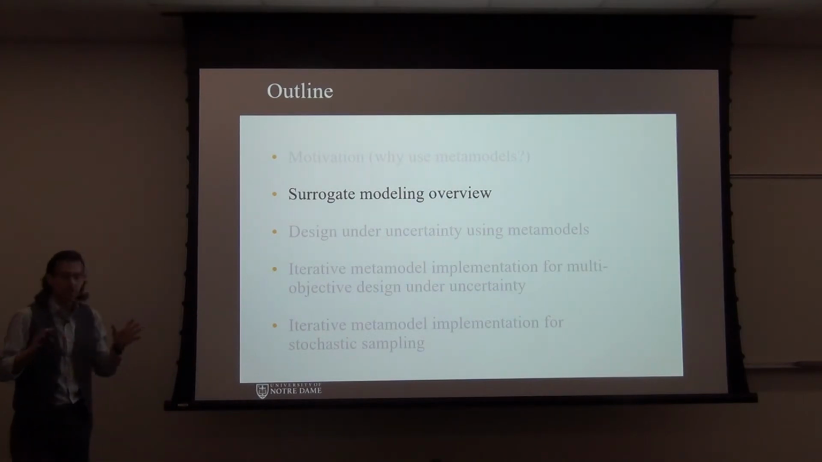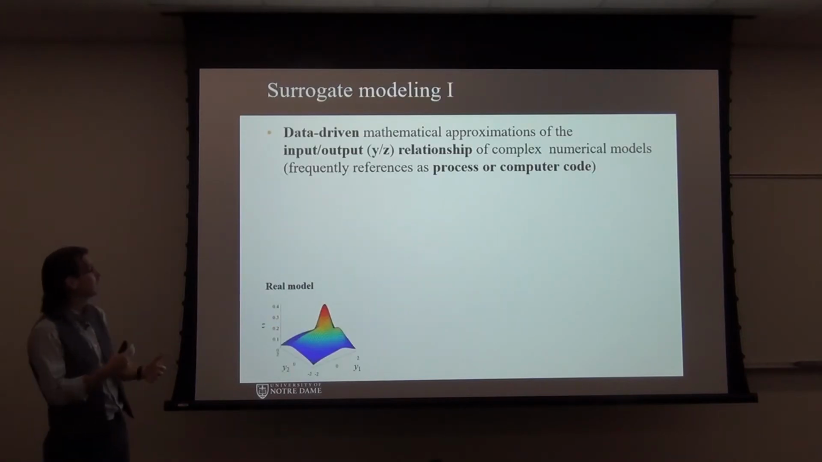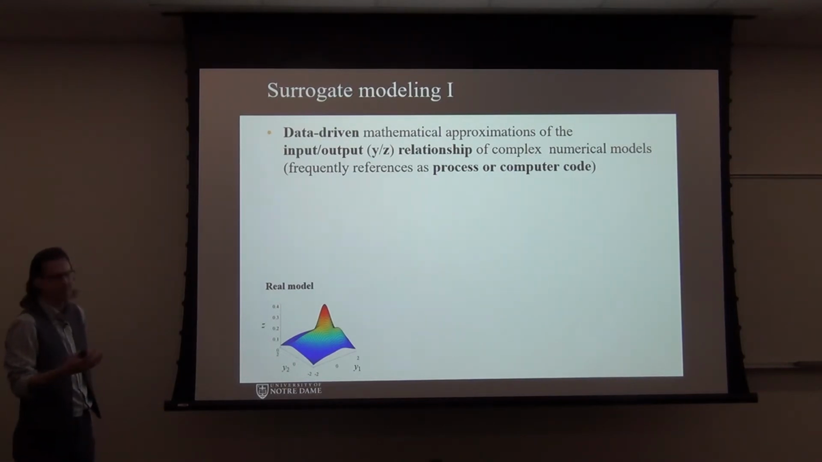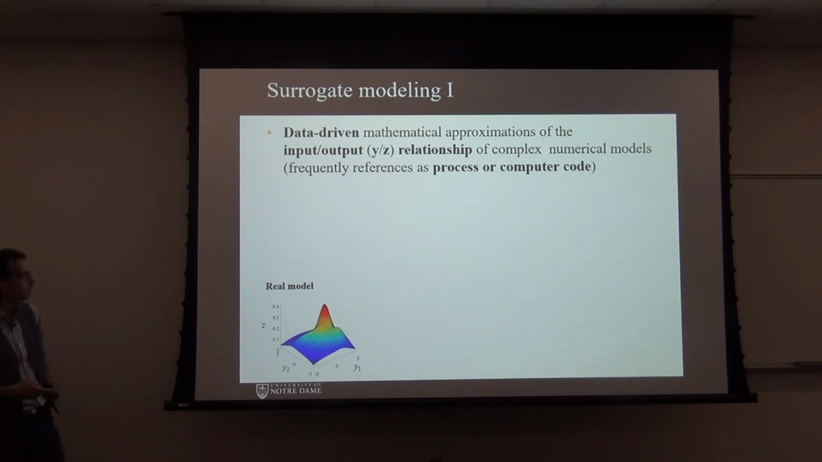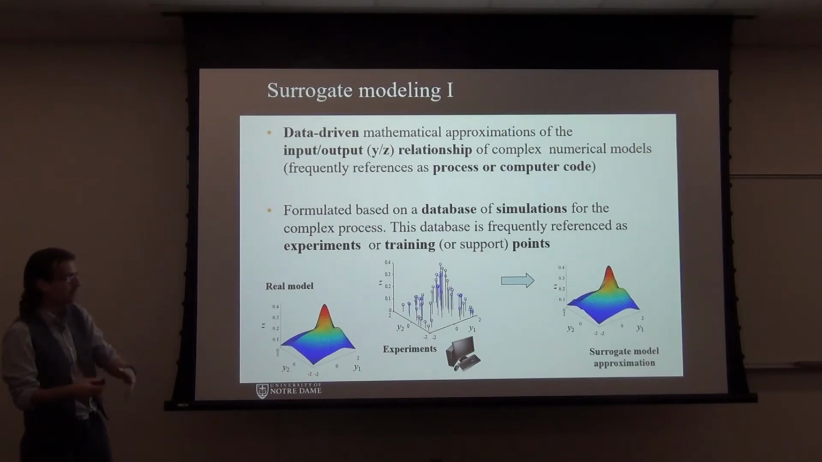For those of you that are not familiar with surrogate models, let's give a very brief overview. As we already talked about, surrogate models are data-driven mathematical approximations for the input-output relationship of a complex numerical model, which many times we call a processor computer code. So Y is going to be my input, Z is going to be my output. They're formulated based on a database of simulations, which we typically call experiments, or many times training or support points, that you obtain using your complex numerical code. Based on this information, you then establish the surrogate model approximation.